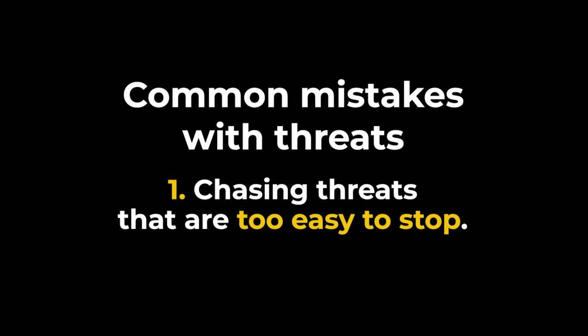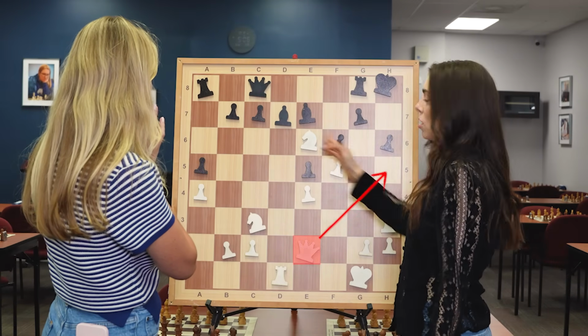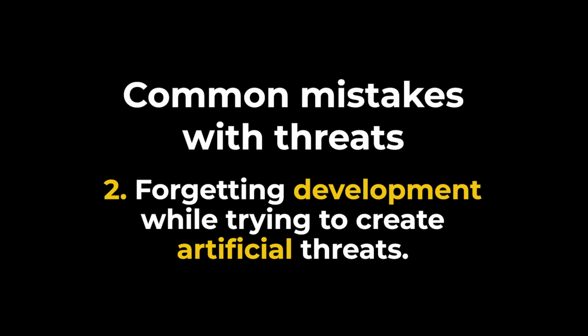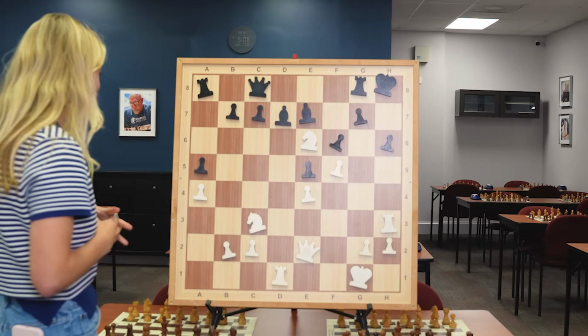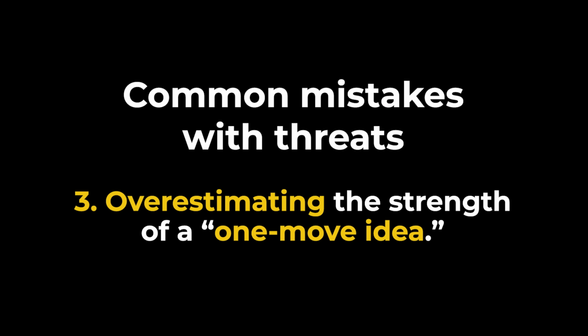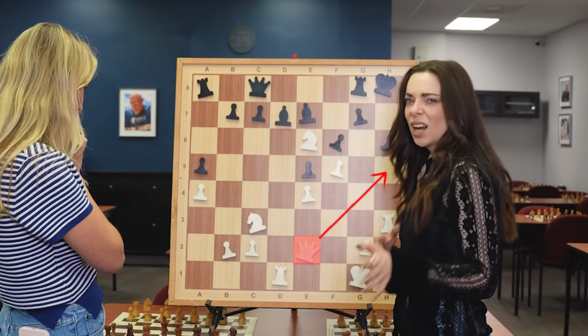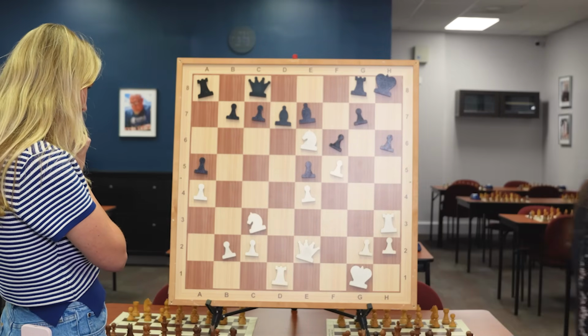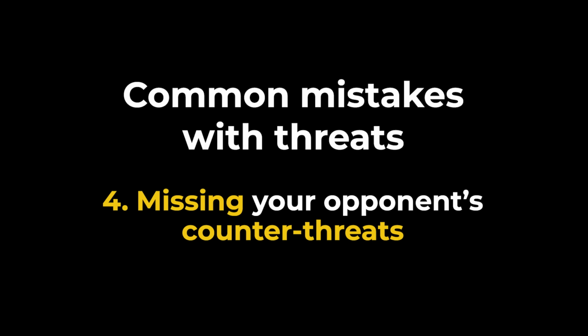Common mistakes with threats. Mistake number 1, chasing threats that are too easy to stop. For example, Emily just suggested Queen H5. Too easy to stop, I just take the knight. Common mistake number 2, forgetting development while trying to create artificial threats. Emily knows that. Better than anyone. Mistake number 3, overestimating the strength of a one-move idea, such as, again, Queen H5. Kind of the same as the first, I would say, but still an important tip. And the last and the most complicated, mistake number 4, forgetting your opponent's counterattacks or counter threats.